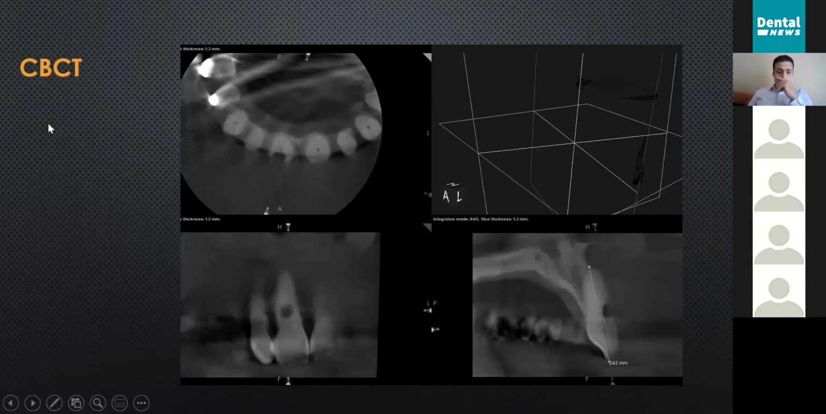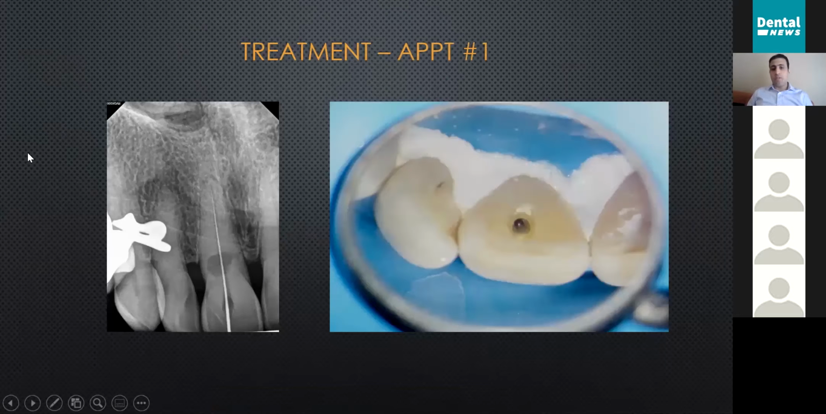So sure enough, with this case, a CBCT scan was taken. You can appreciate here the defect that is in the labial position, as you can see. Again, the tooth was symptomatic. That's why root canal treatment was initiated.